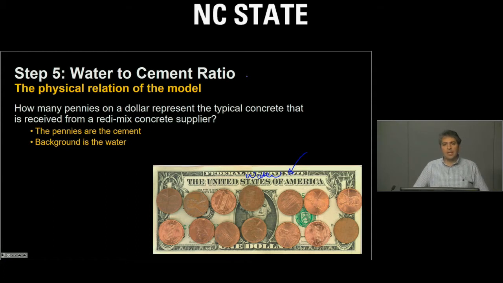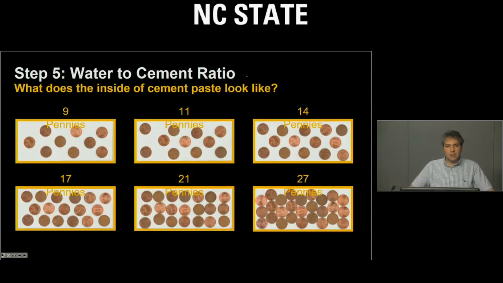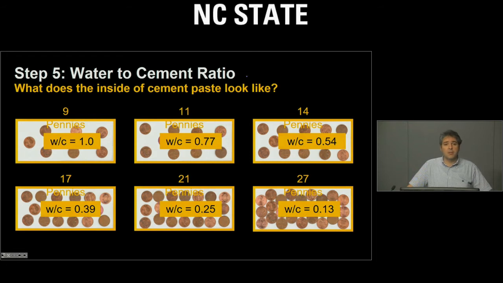And now we will go ahead and place these pennies on the dollar bill, and we would like to see how this looks. We start over here with 9 pennies, 11 pennies, and we will continue to the maximum that we can place in this particular case, which is 27 pennies on the dollar. Now, if the background is water and these pennies are cement particles, we can calculate the water to cement ratio.